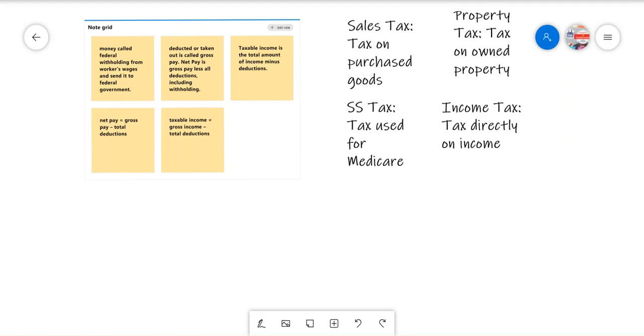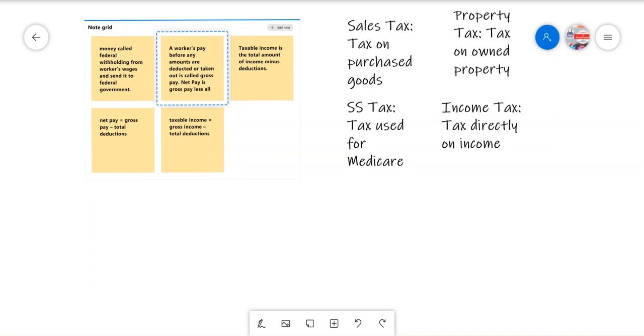Income tax, tax deducted from your income. So let's talk a little bit about deductions and, more importantly, withholding. So most workers pay yearly federal income taxes based on what they earned. Employers deduct money called federal withholding from the workers' wages and send it to the federal government.